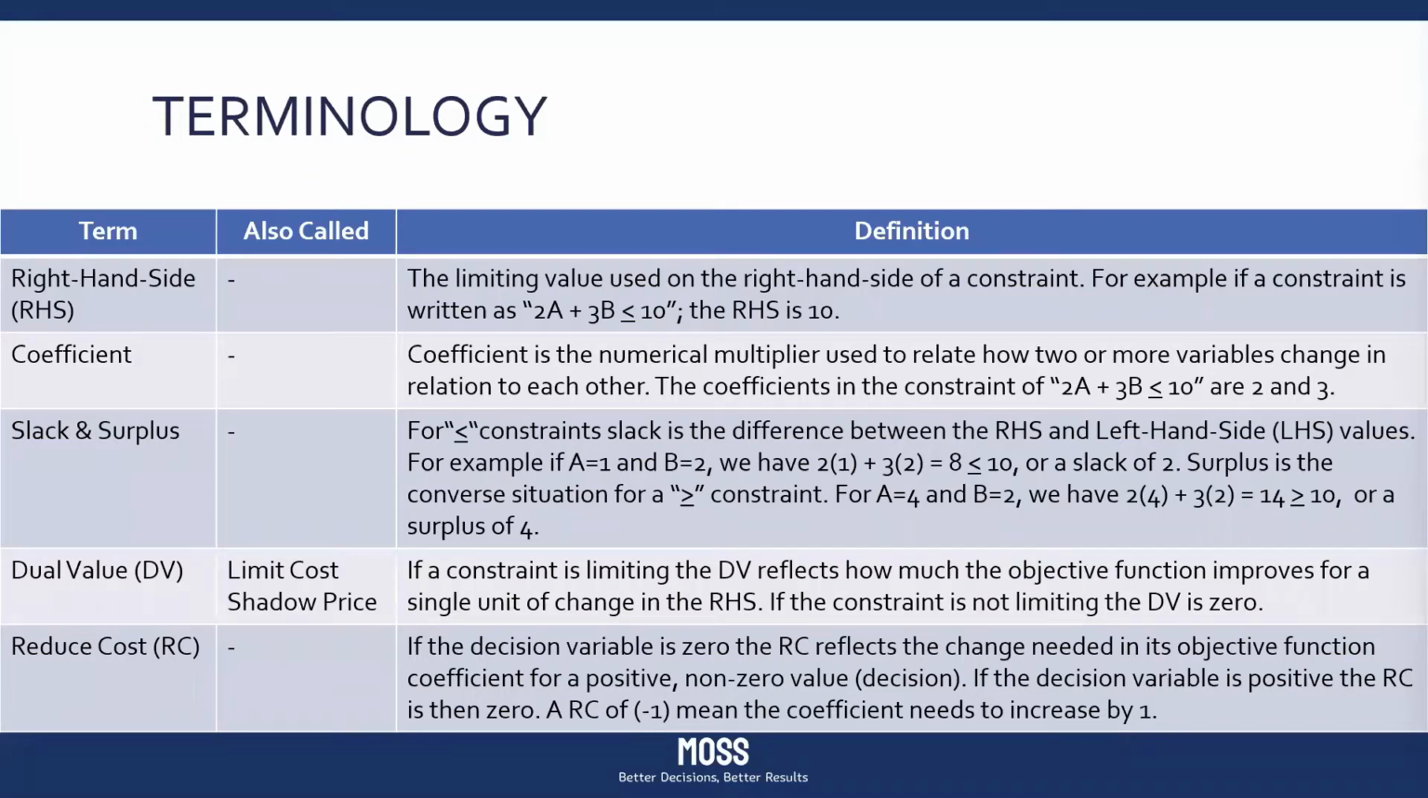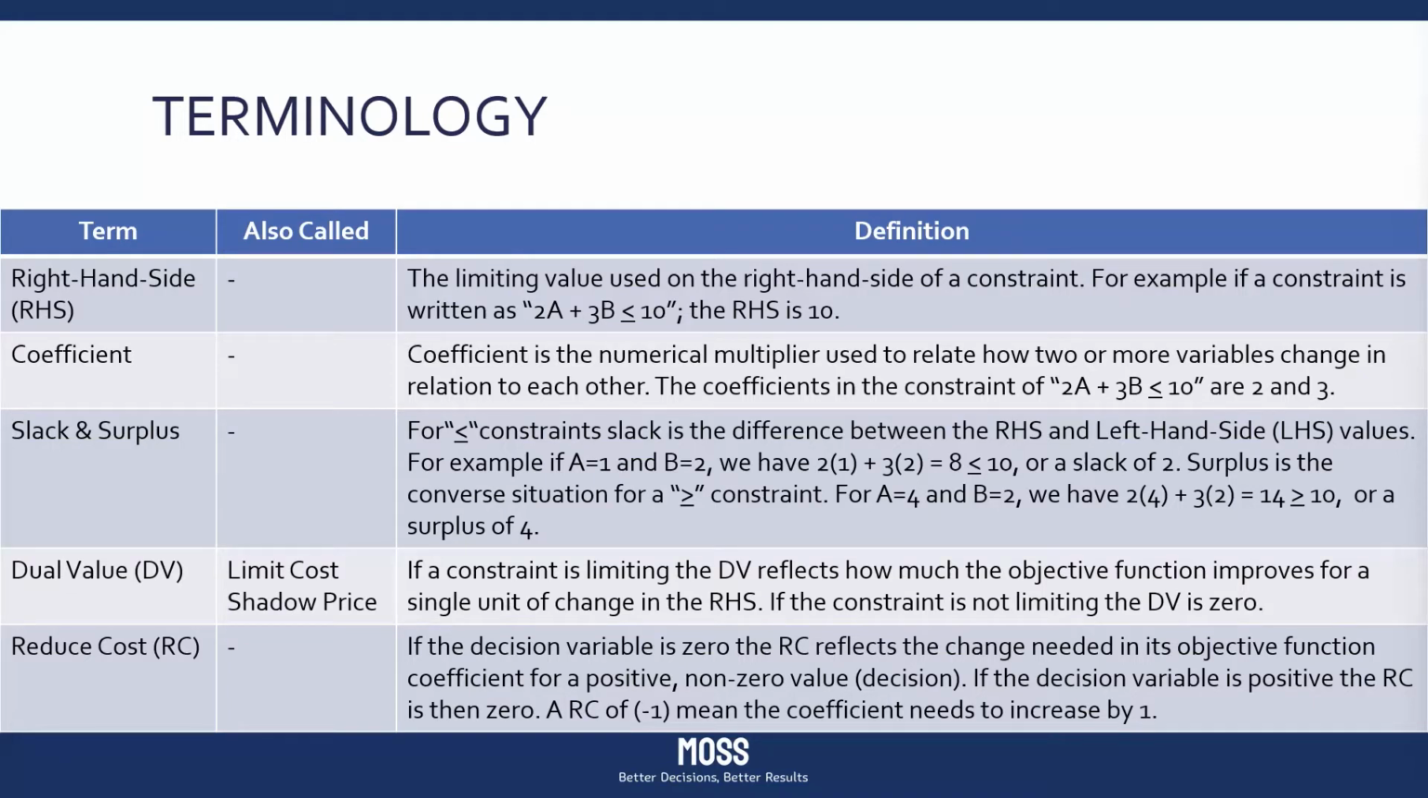And now for our final topic regarding mathematical models, we will turn to terminology and notation. Shown here is a set of common terms that are used in optimization that you'll need to become familiar with. The first term here is right-hand side, or RHS. Right-hand side is defined as the limiting value used on the right-hand side of a constraint. For example, if we were to take a hypothetical constraint, 2a plus 3b is less than or equal to 10, the right-hand side, or RHS, in this case would be 10.